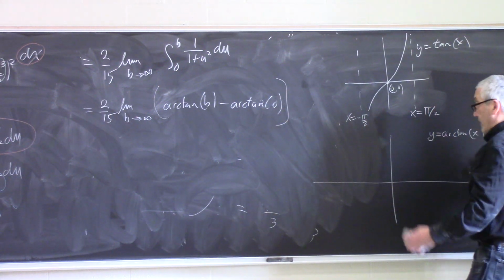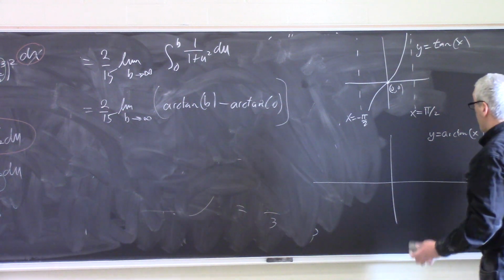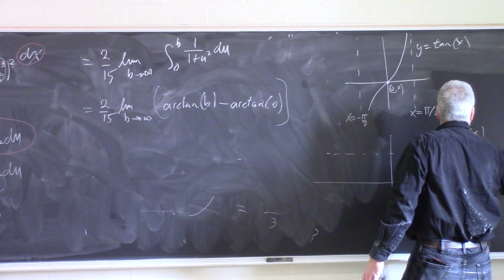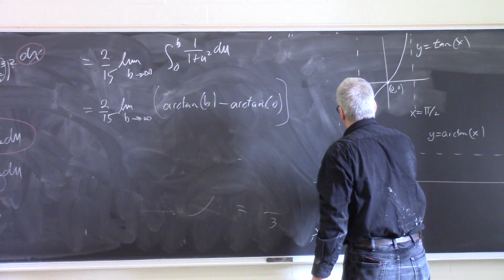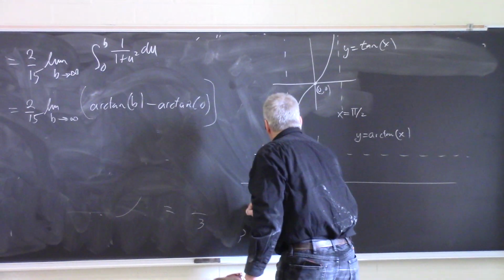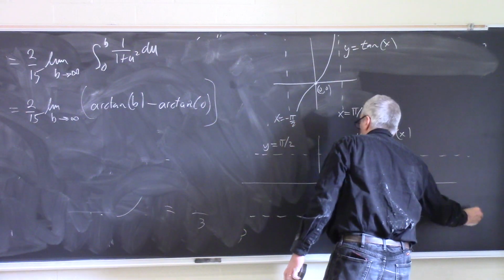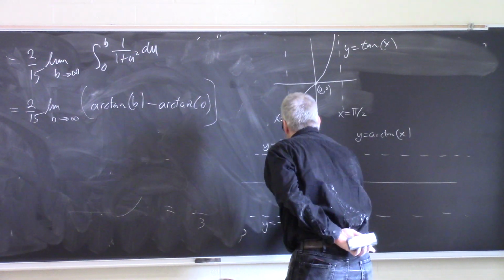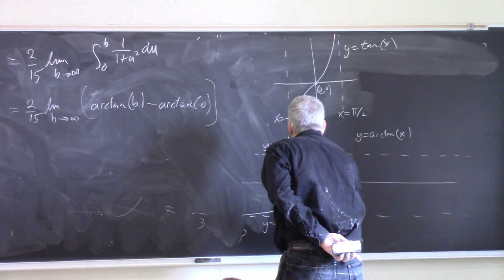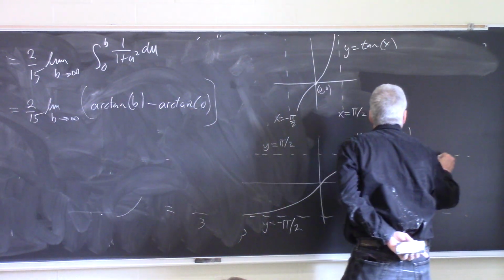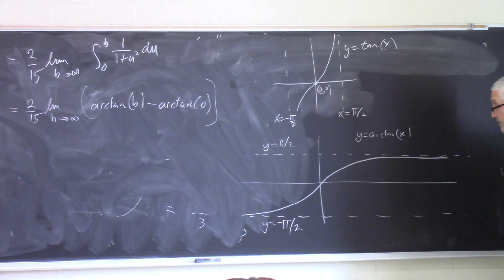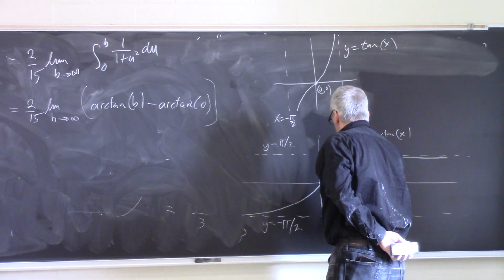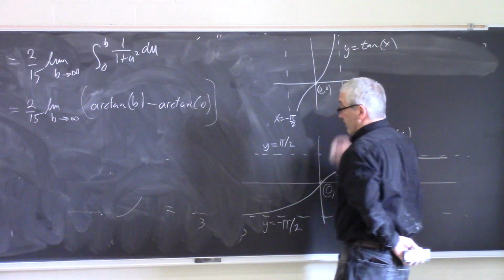First thing you do is you transform the asymptotes. Instead of x equals plus and minus pi over 2, we have asymptotes at y equals plus and minus pi over 2. And then the graph goes through 0, 0 and does this. So there's the graph of arctan x. You can see that arctan 0 is 0, and that's because tangent of 0 equals 0.